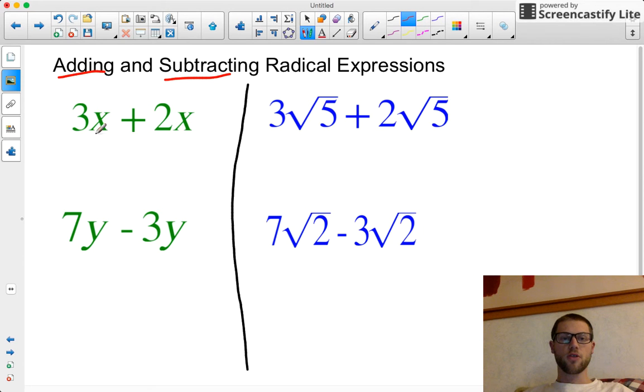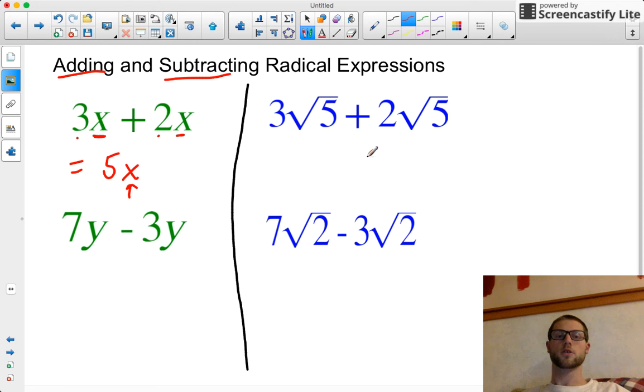So here if I'm adding 3x plus 2x, these are like terms because I have a common x between both of these things. And so when I add them up together, I'm going to have 5x. Notice the x stays the same, and all that's changed is I've added my coefficients together to give me the total grouping of x's. The same process is going to happen if we look over with the radical expressions.